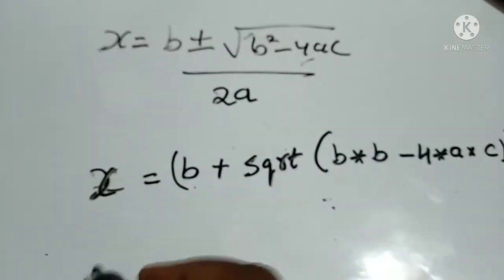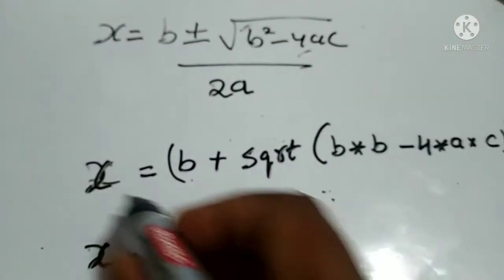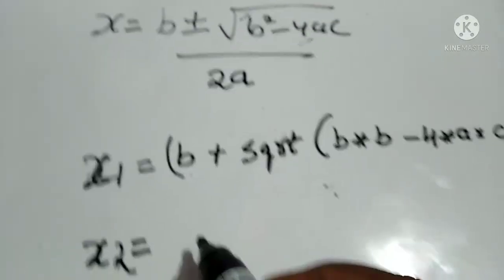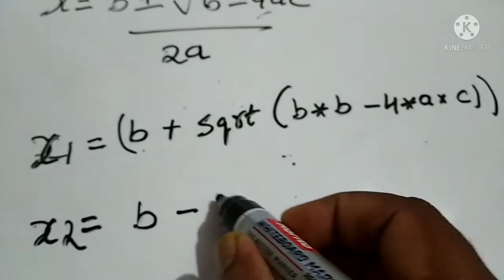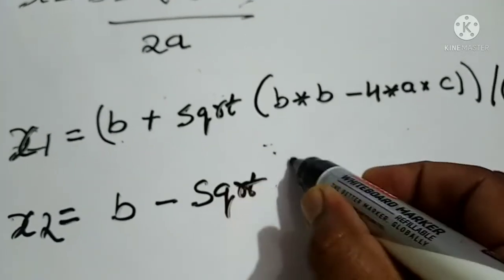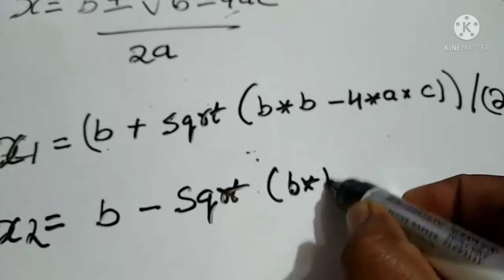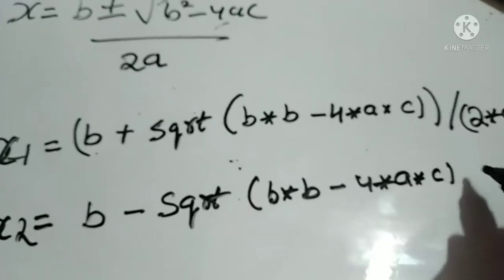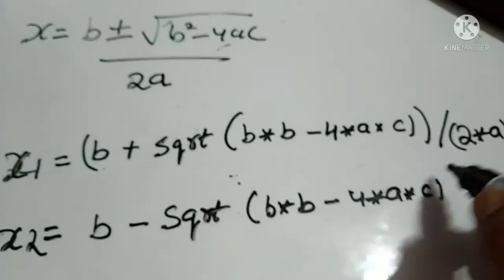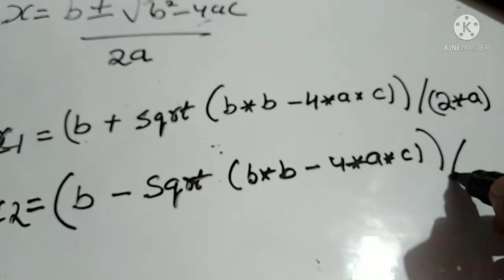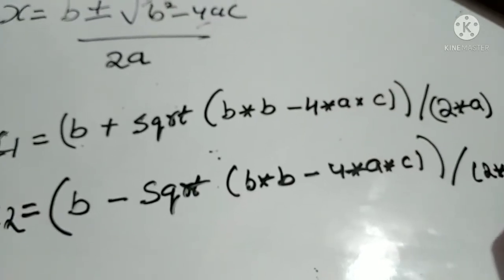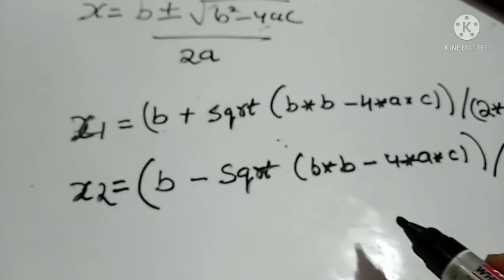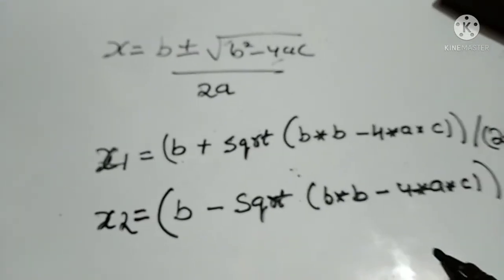Plus or minus indicates two values, so I have to take another value. I write it as x1 and x2. So b minus sqrt of b star b minus 4 star a star c, and this whole thing divided by 2 star a, with a semicolon. So x1 and x2 will give the roots of the quadratic equation.